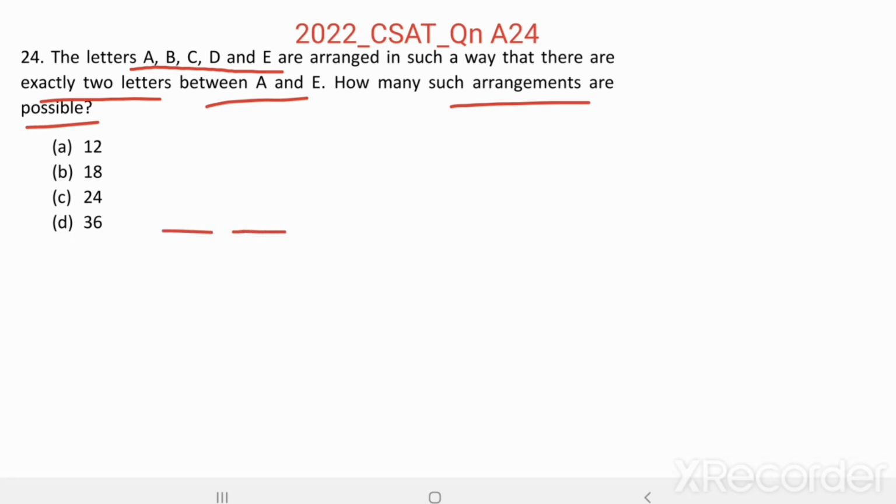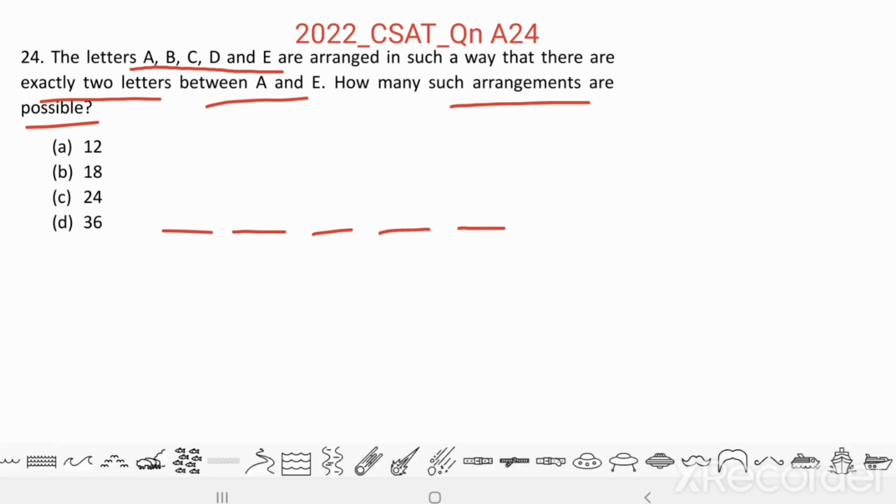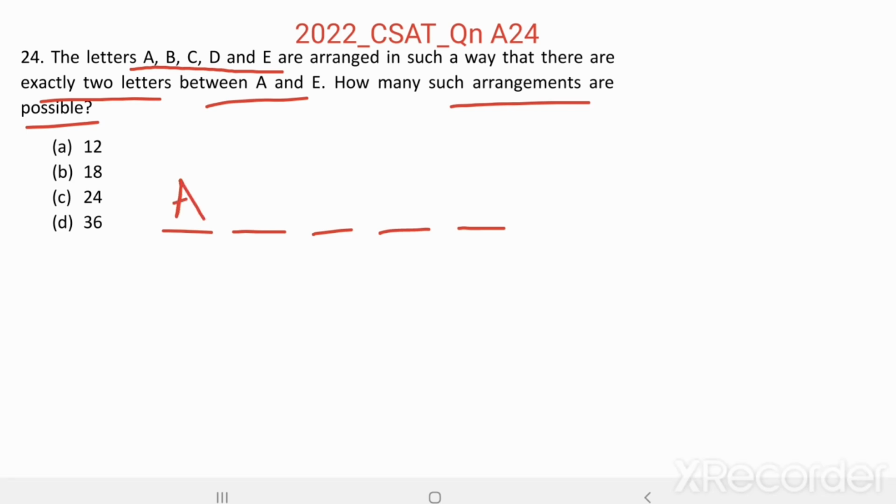Suppose these are the 5 places where we need to arrange these 5 letters. Then suppose A is here. Then between A and E there is exactly 2 places. Then after 2 places it is E in the 4th place. And another arrangement possible is if A is in the 2nd place, then you can place E in the 5th place.